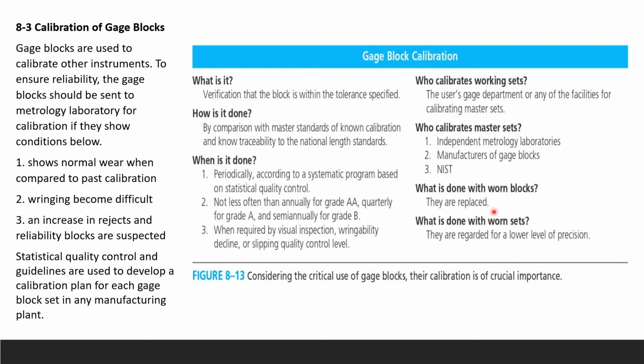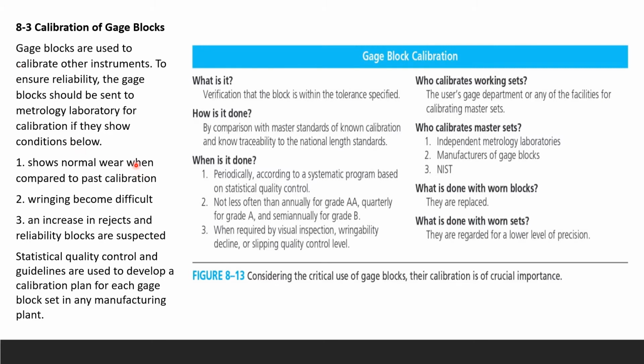Now, what is done with worn blocks? They are replaced. What is done with worn sets? They are regraded for a lower level of precision. In the lab, for educational purposes, all of our gauge sets are not calibrated. They're just used as they are, so the precision is all wrong. But it's just for education, for the students to take a look at it, touch it, and learn the method without looking for accuracy or precision out of it.